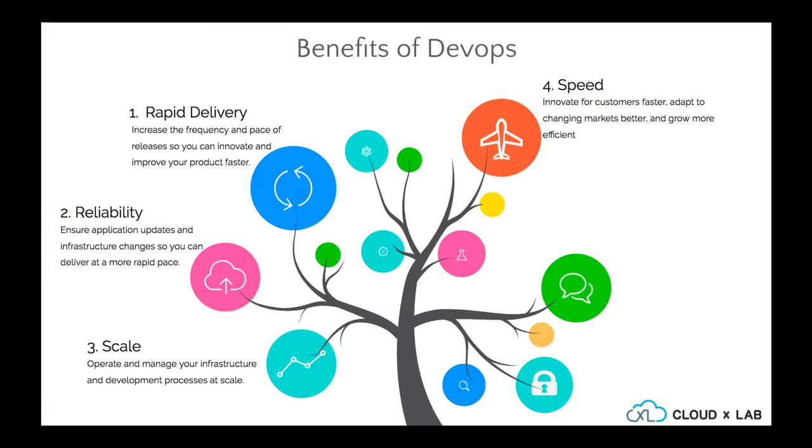The fourth is speed. Speed as in innovate for the customer faster. You might see that the first and the fourth are similar, but from the business aspect they are different. Rapid delivery is more focused towards deploying the fixes, while speed is more about being able to change something really fast.